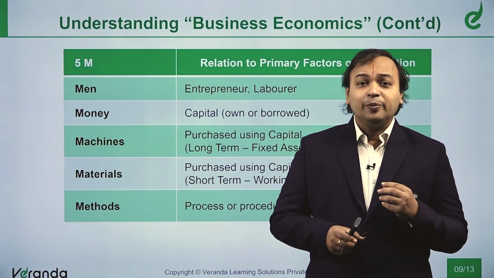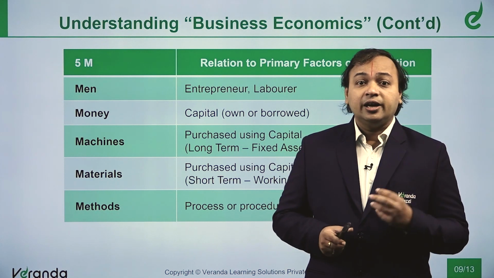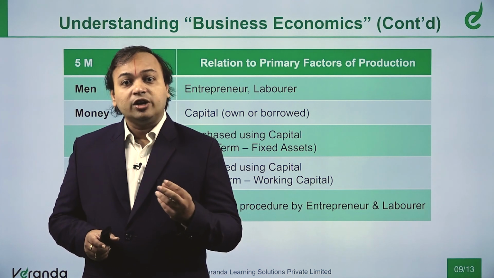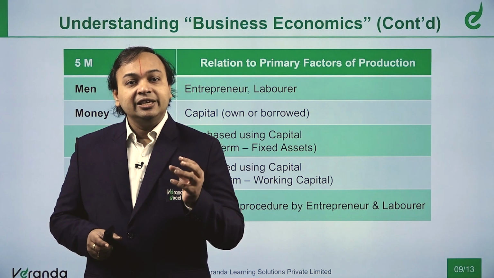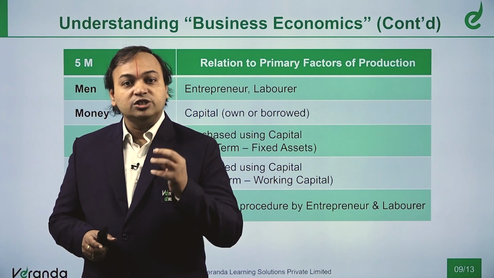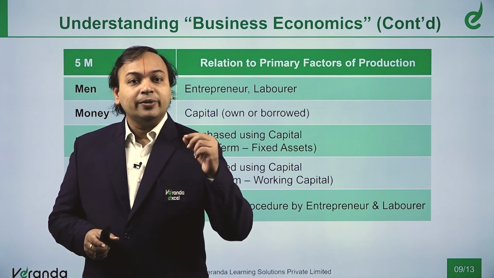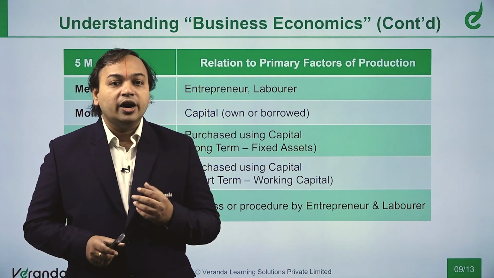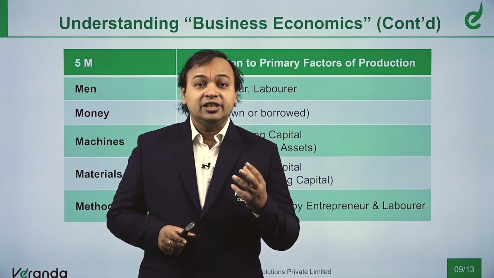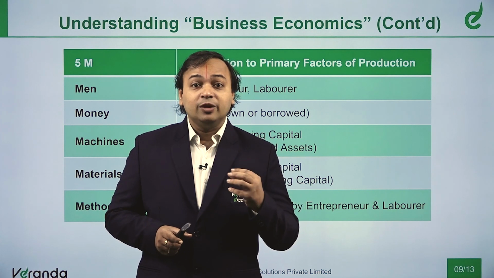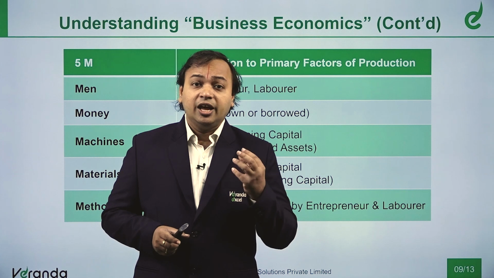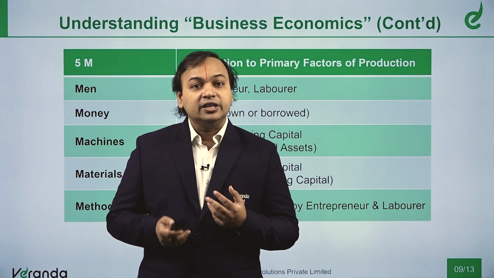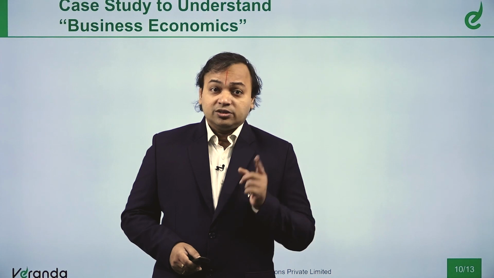Methods is nothing but the process or the procedure by which a particular activity has to be performed, either by the entrepreneur or by the laborer. Because as I have told you, whatever methods you decide or procedures you instruct, they have to be carried out by men. Who are the men in our factors of production? It is the entrepreneur and the laborer only. So they have to go ahead and do whatever has been instructed, so that this 5M concept can help us in the factors of production. They are the primary factors of production and help us run the business, and by running the business we can earn profit, and by earning profit that helps generate wealth. Now we have to discuss case studies.